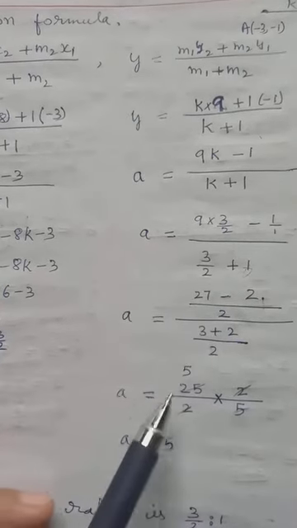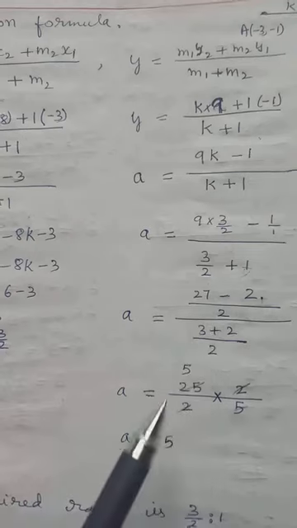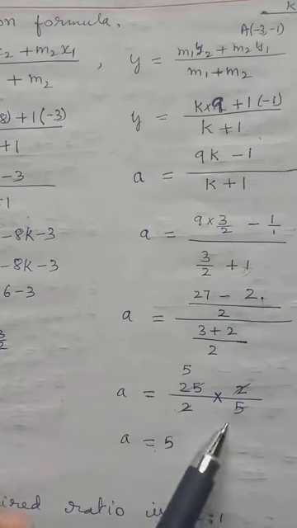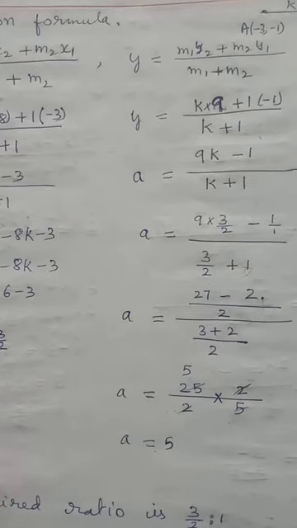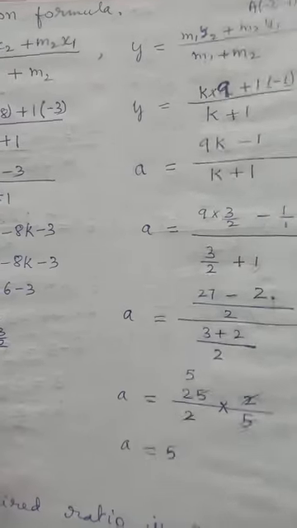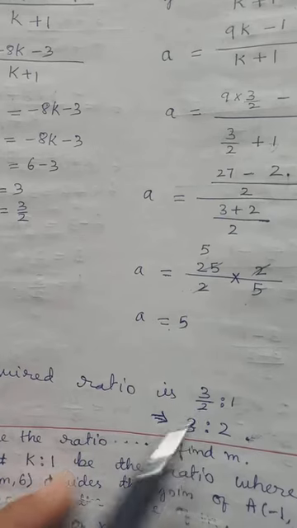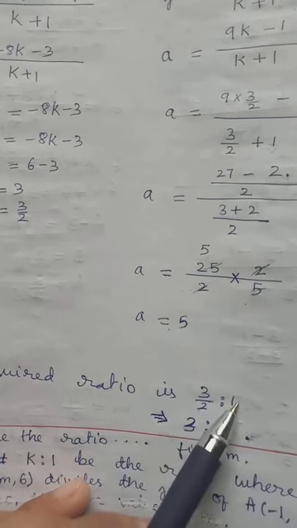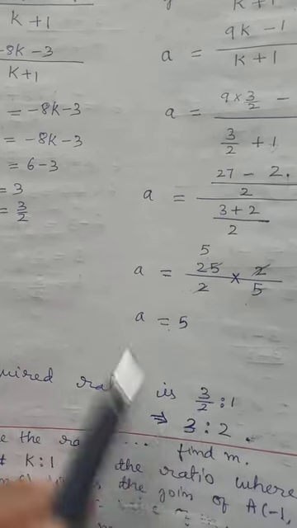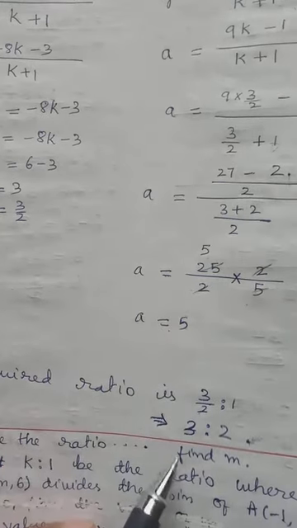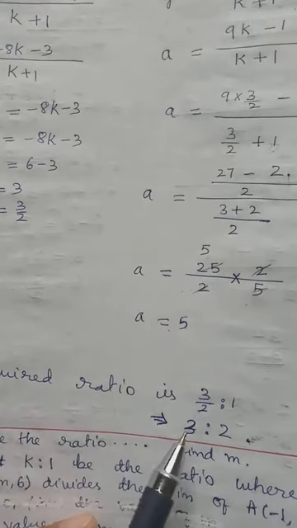27 minus 2, 25. 3 plus 2, 5. 25 divided by 5, we get 5. So the value of a is 5. And the ratio in place of k we can write 3 by 2. So this 2 we can multiply this side, 2 into 1, 2. So the value of a is 5. The required ratio will be 3 is to 2.